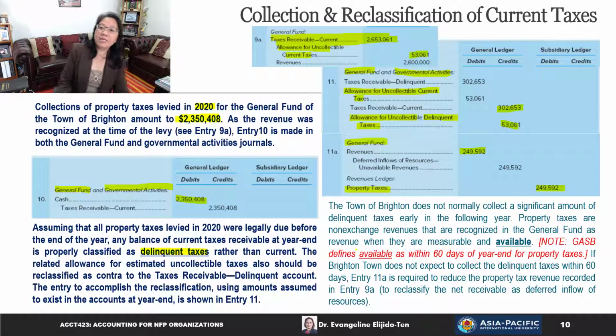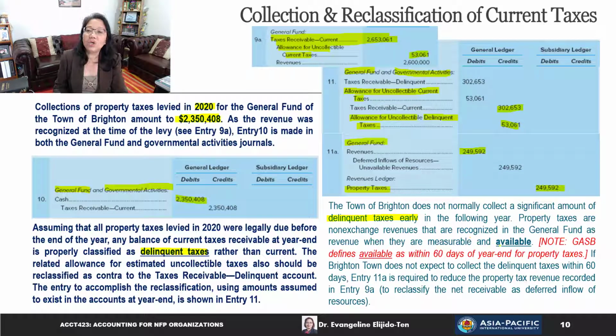The reason why we've done that is because the town of Brighton does not normally collect a significant amount of their delinquent taxes early in the following year. So property taxes, being non-exchange revenues, are recognized in the general fund as revenue when they are measurable and when they are available. Now, take note of the word available. I'd mentioned this earlier.